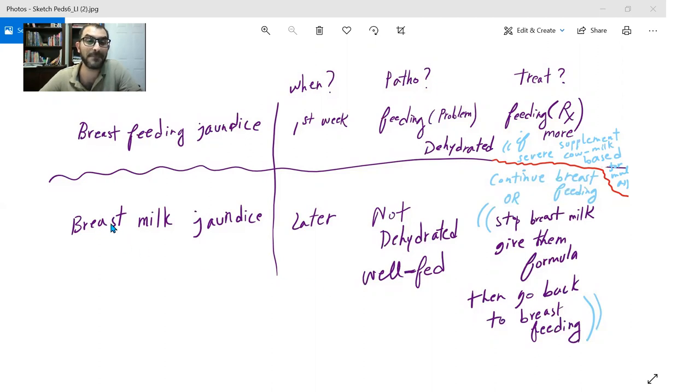So breast milk jaundice usually happens a little bit later. What is the pathophysiology? The neonate is not dehydrated. They are actually well-fed. What is the treatment? Continue breastfeeding, or in severe cases, stop breast milk for a couple of days, give them formula, then go back to breastfeeding again. Breastfeeding and breast milk jaundice, clear for everybody?